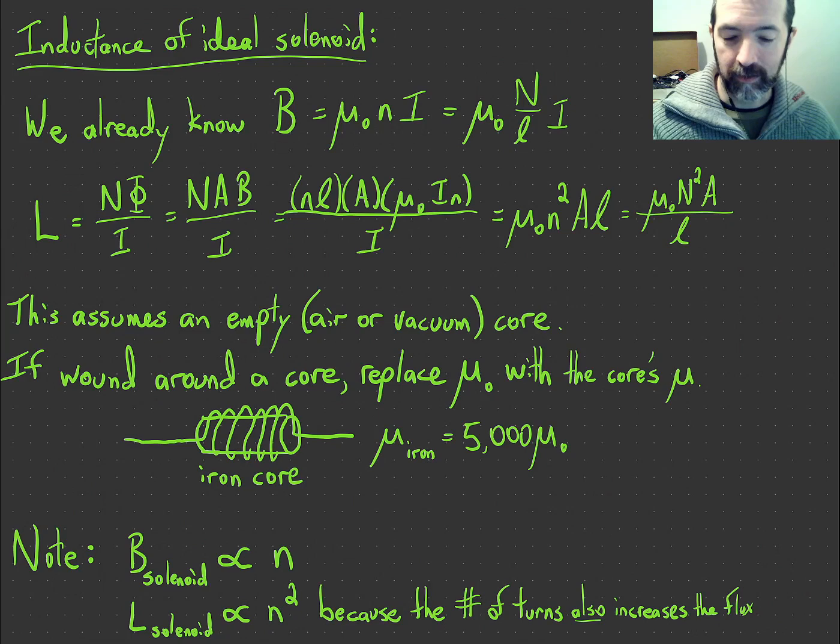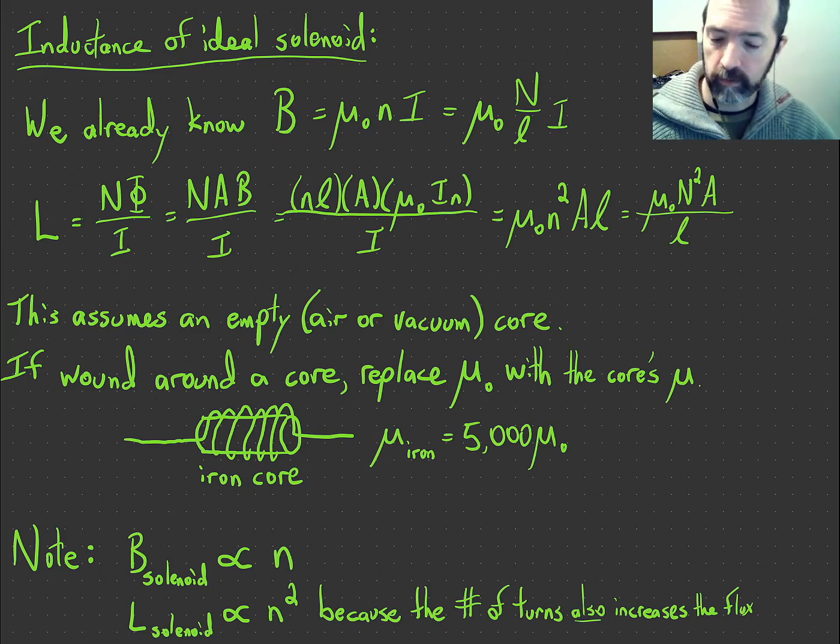Little n is the density of the turns, big N is the total number of turns. And this script L is the length of the coil. So our definition of inductance is this N phi over I. Phi, the flux, is the cross-sectional area of the coil times the magnetic field. And I know that the magnetic field is based on the solenoid formula, because I'm doing it for a solenoid.